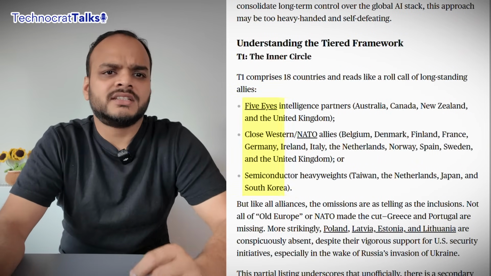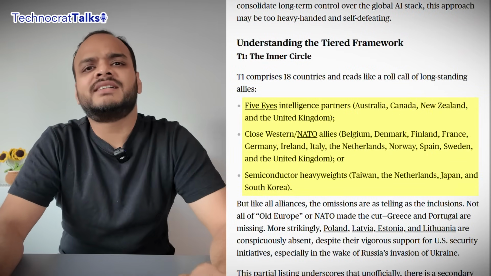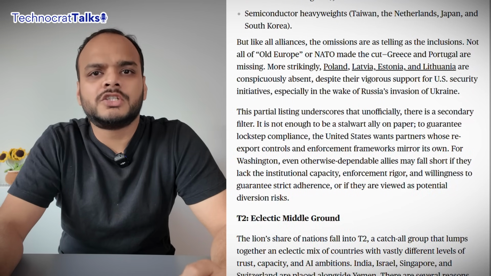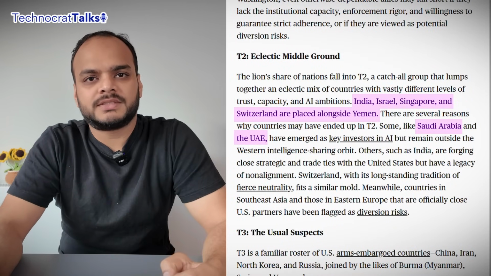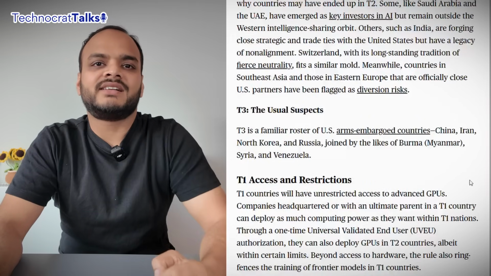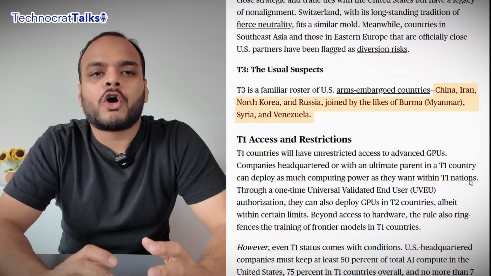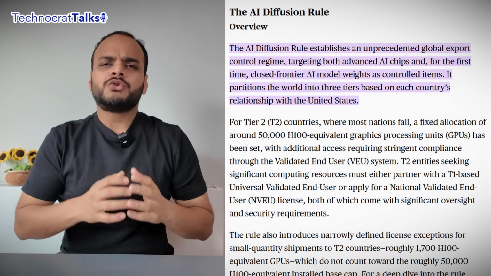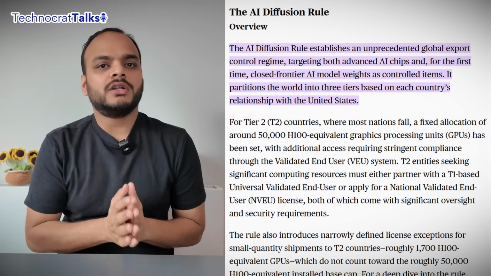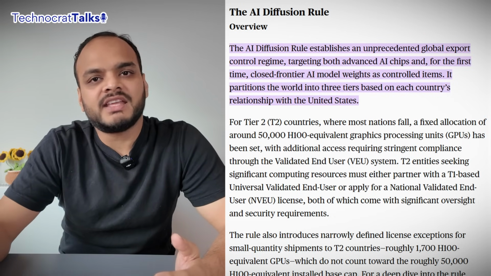Let's look at the tiers. The Tier 1 countries like Japan and South Korea enjoy unrestricted access. Tier 2 nations, India, face strict caps on imports. Tier 3 countries like China are almost entirely blocked from obtaining advanced GPUs. The framework aims to secure US technological leadership while preventing adversaries from developing advanced AI capabilities.